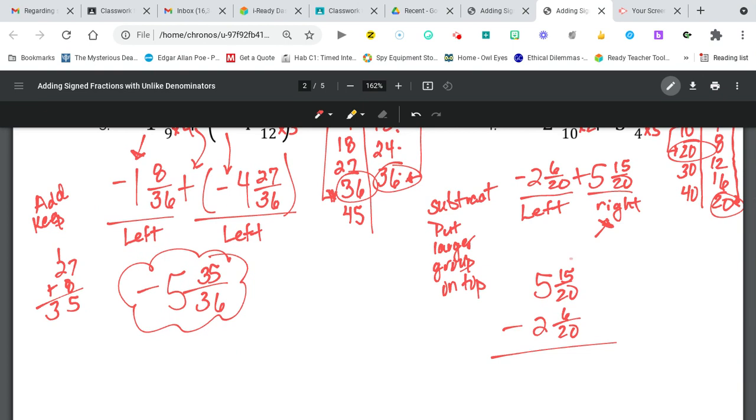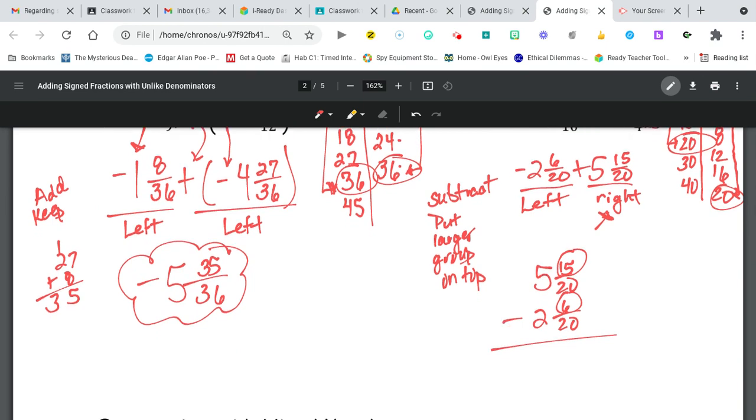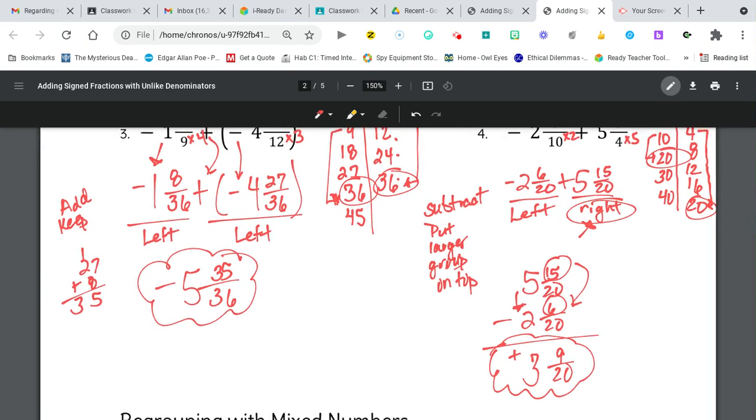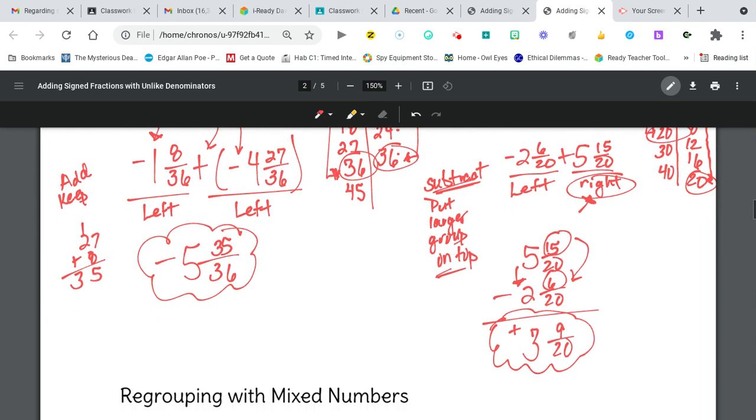All right, I always start off when you subtract with the numerators. Don't look at the whole numbers 5 and 2. Look at 15 and 6. I can start up with 15 and take away 6. So that's 9. Keep the 20. And then 5 minus 2 is 3. And it's more to the right than it is to the left, so it's positive. That's all you do. Just make sure you put the larger group on top whenever you subtract mixed numbers, guys.